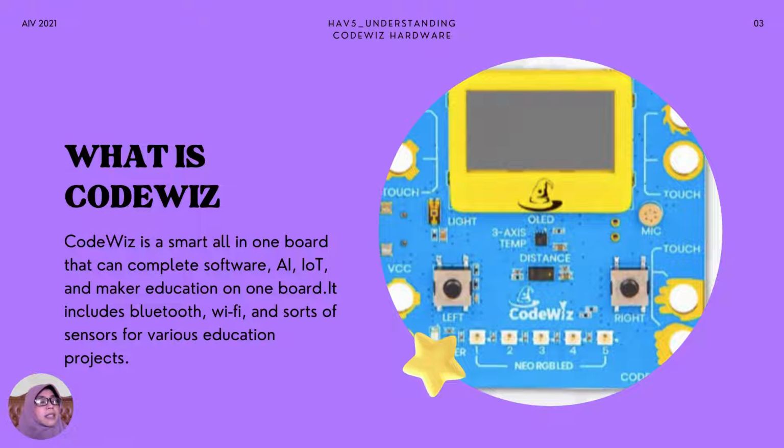So let's learn about what CodeWiz is. What is CodeWiz? CodeWiz is a smart all-in-one board that can complete software, IoT, and maker education on one board. It includes Bluetooth, Wi-Fi, and a variety of sensors for various education projects. So let's take a look at the CodeWiz components.